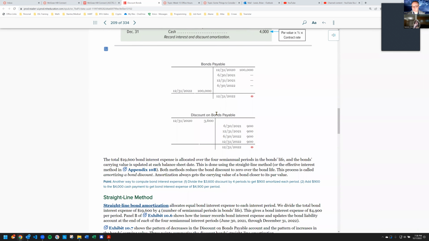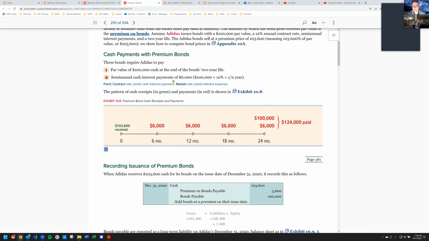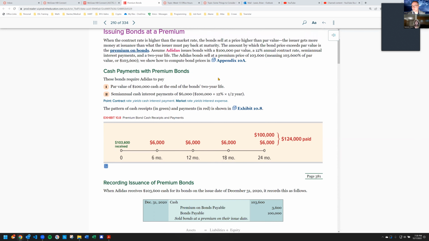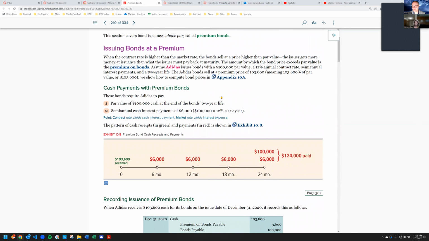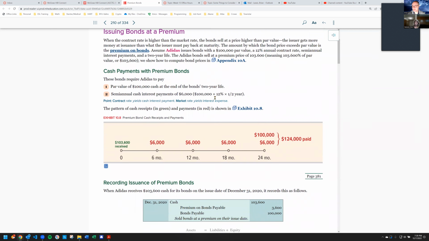So the premium, they're going to get more money, and they're going to amortize that over time. I wish they would have kept this at the same numbers, but just different. But this is a 12%, 12% 2-year, paid semi-annually. So similar concept, but instead of 8%, they've used 12% here. All right.